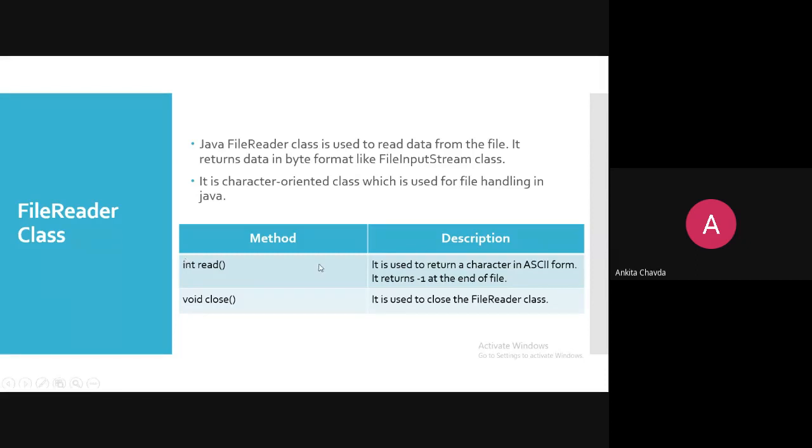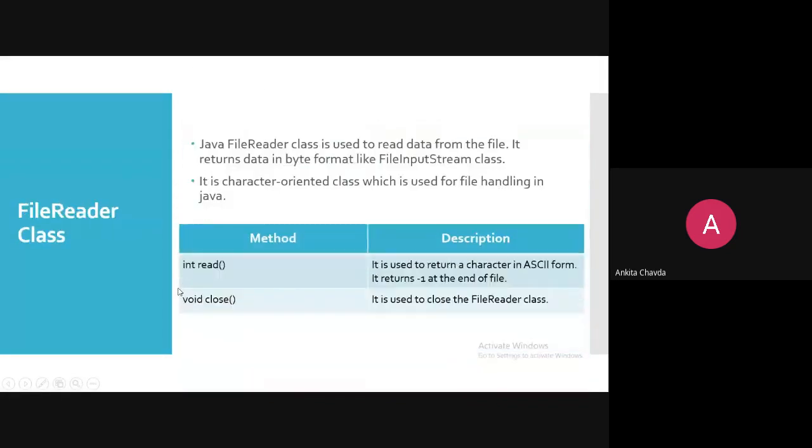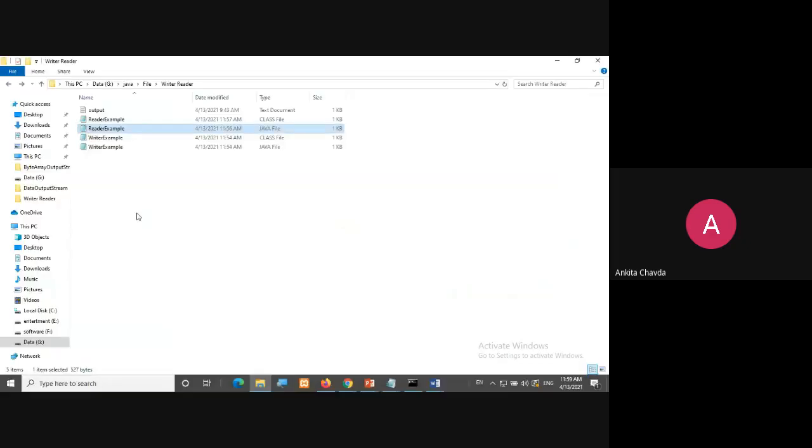So it is used to return a character in ASCII form. It returns -1 at the end of the file. And we are closing it. Only two methods inside this file reader. All the other methods will be by default from this reader class. Right? It is already there. So we'll see the example of file reader and writer and we'll wind up the session.